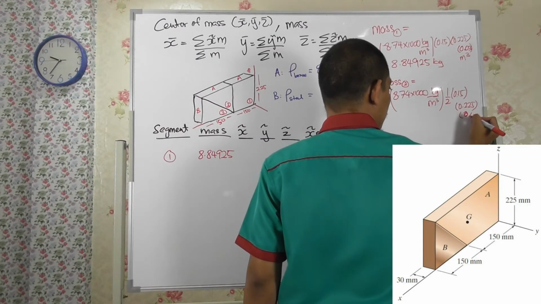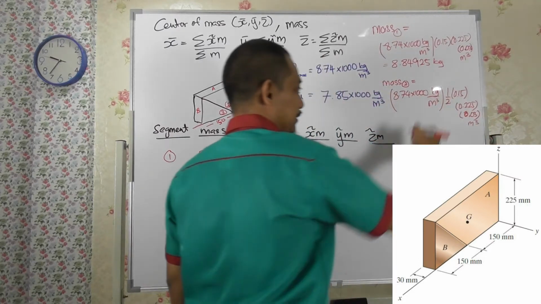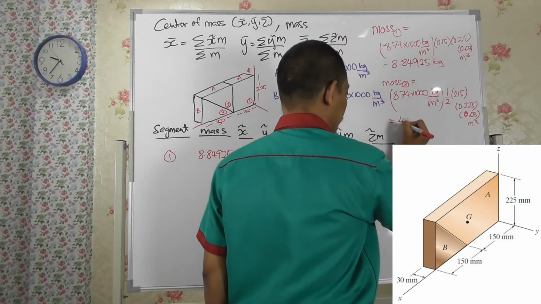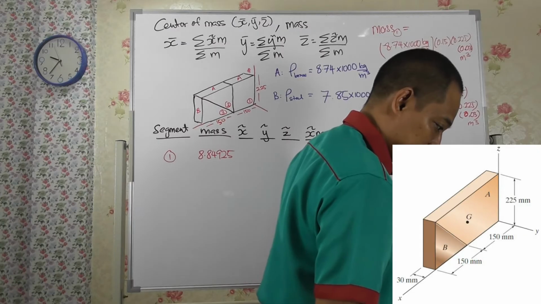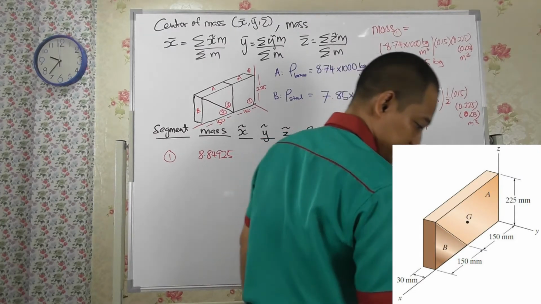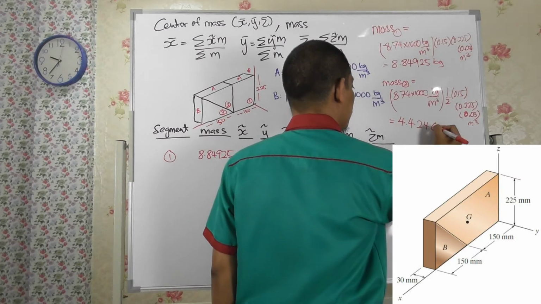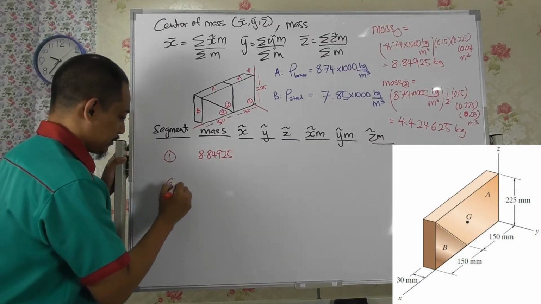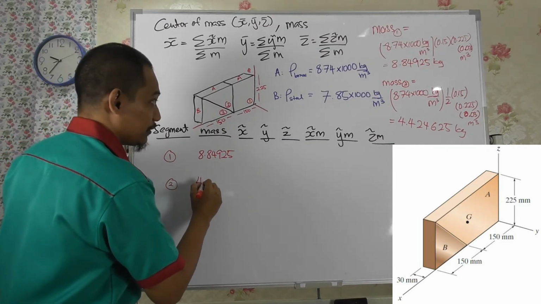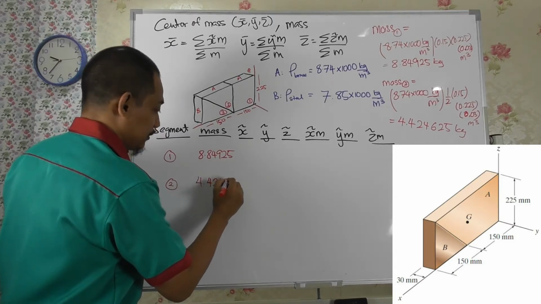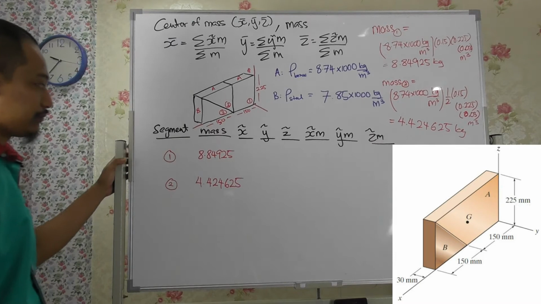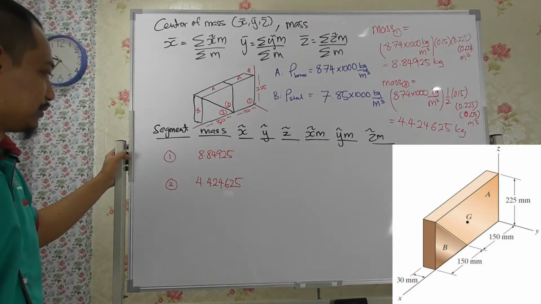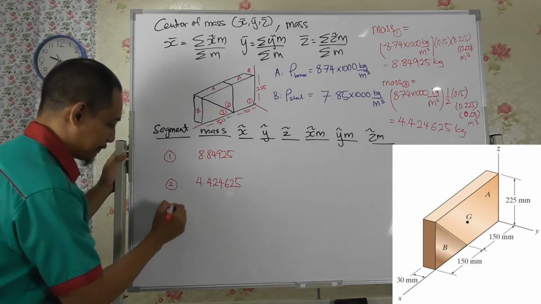Times 0.03, this is meter cube, and then meter cube cancels. When you multiply this, you will get in terms of kilogram. So if my calculation is correct, this will be 4.424625 kilogram. So if you plug in here for segment number 2, 4.424625. Not sure why I'm taking too many decimal points, but just to give the number there.